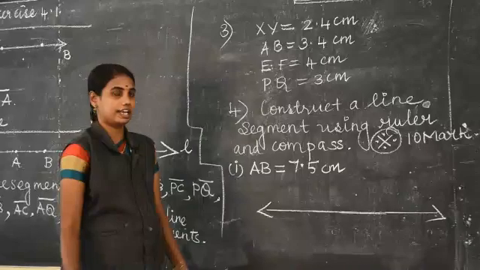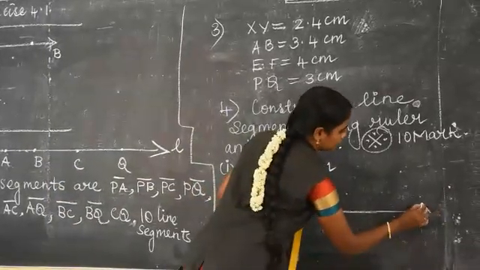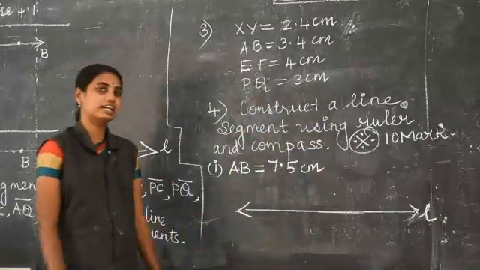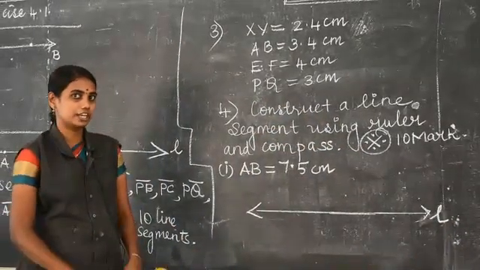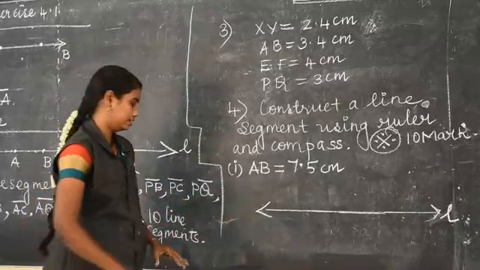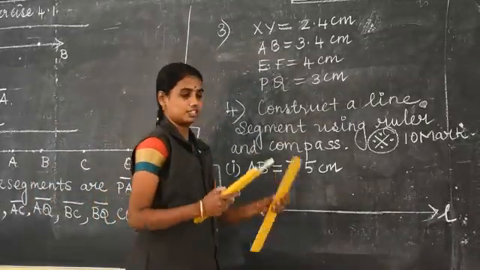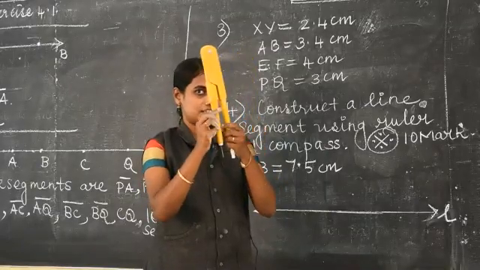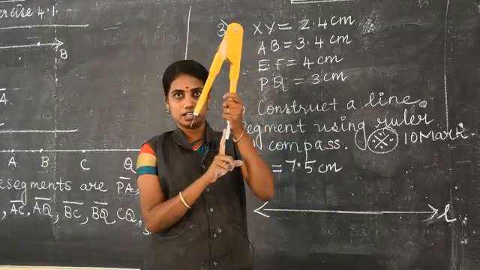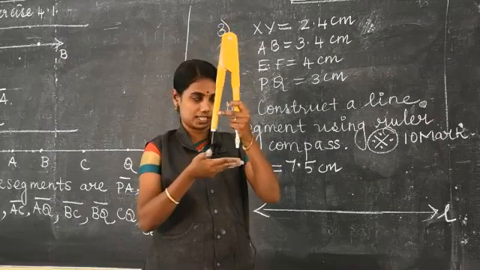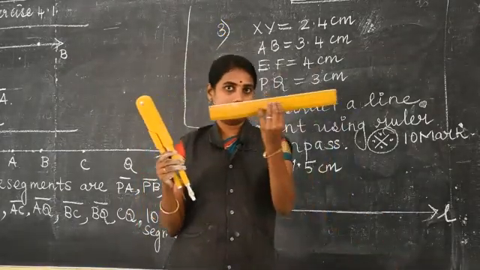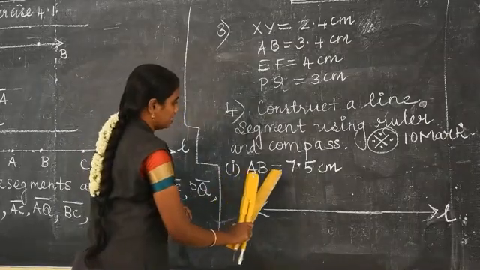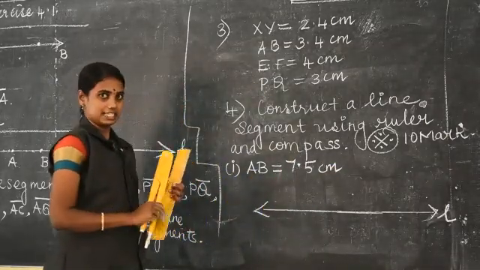I have drawn the line L. Draw line L. What is the first step? Draw a line L. And next, the compass. I said before, adjust it, pencil edge and the sharp edge must be the same. Scale, ruler. Take your scale. Now they ask us to measure AB 7.5 centimeter.